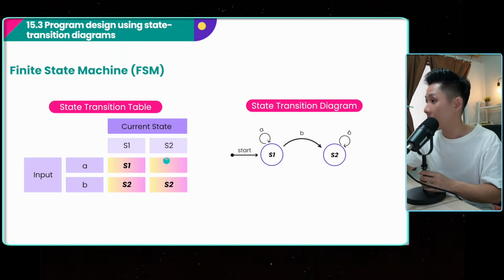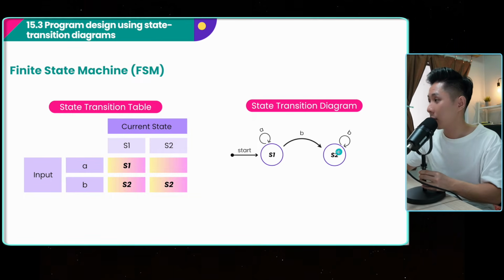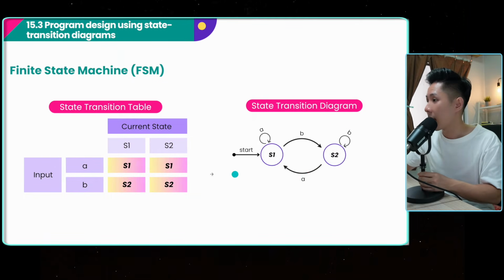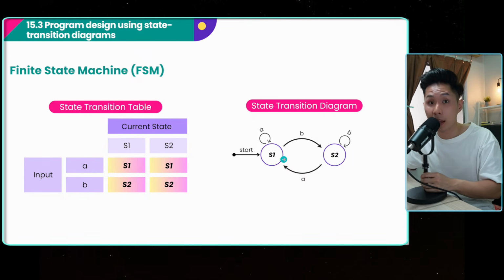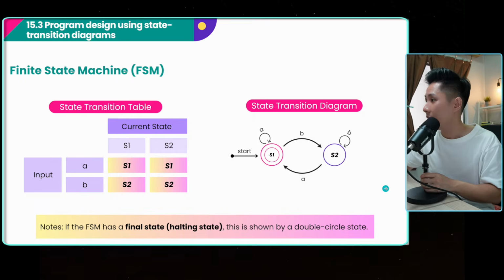Now, similarly, when S2 is given an input B, instead of going back to S1, it's going back to itself. So I draw an arrow relating S2 going back to itself, but the input is B. And then when S2 is given an input of A, it goes back to S1. So this is how we can create a state transition diagram all the way from a state transition table.